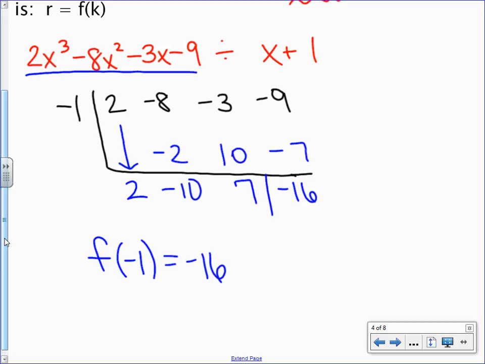If whatever our remainder is, that's our function value, right? So if we have a remainder of 0, our function value is 0, which means we have a 0, right?